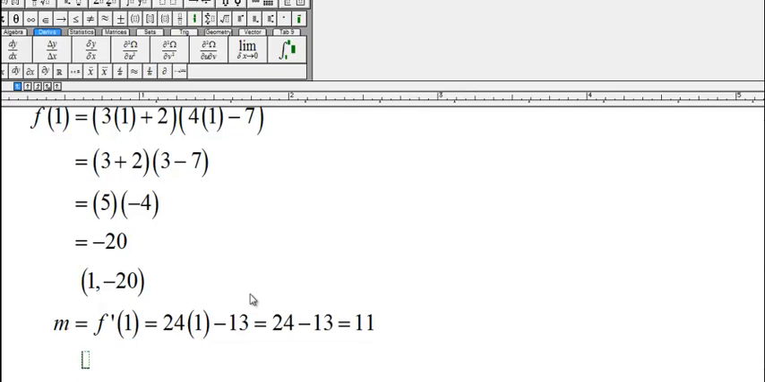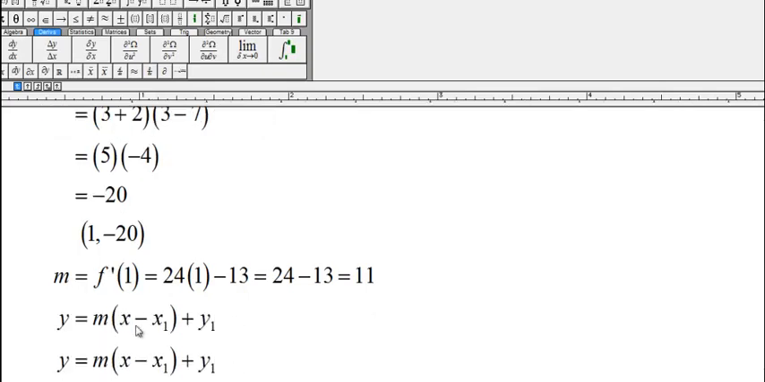So we have the equation of our line, y equals m, parentheses, x minus x1, plus y1. m is the slope of our line, and this is our tangent line. That's the slope of a line in general.